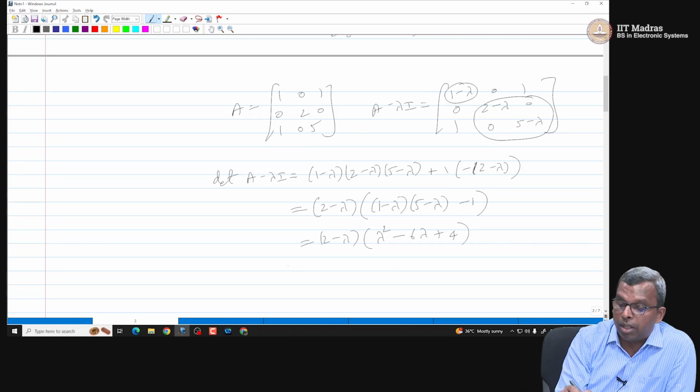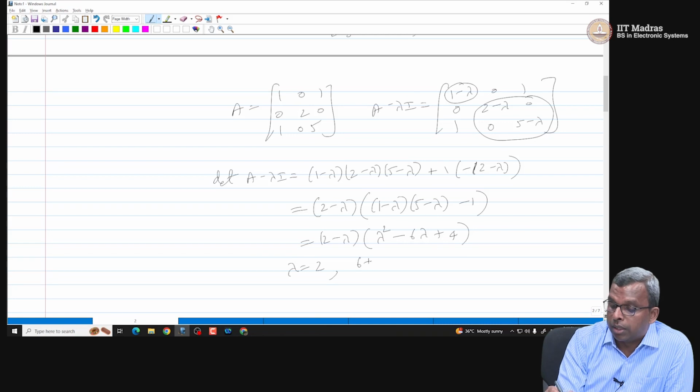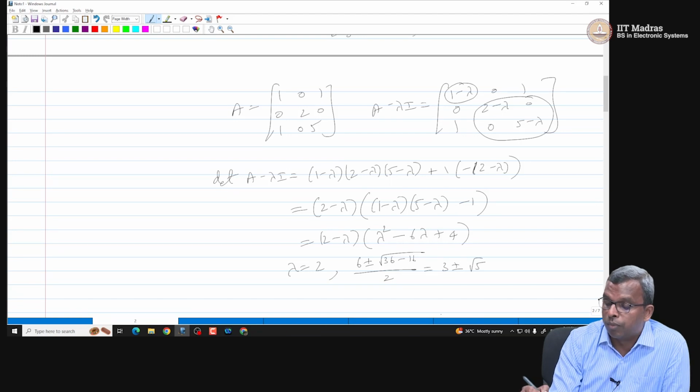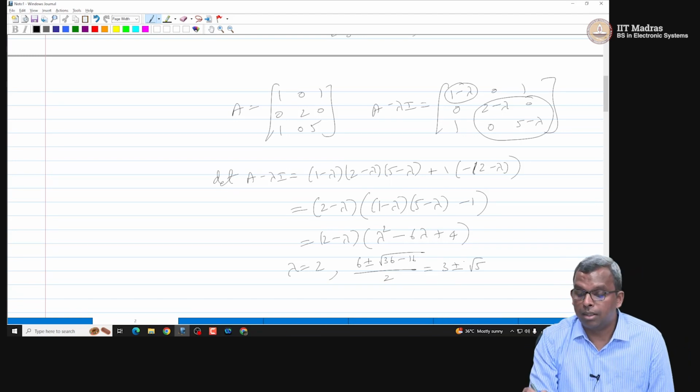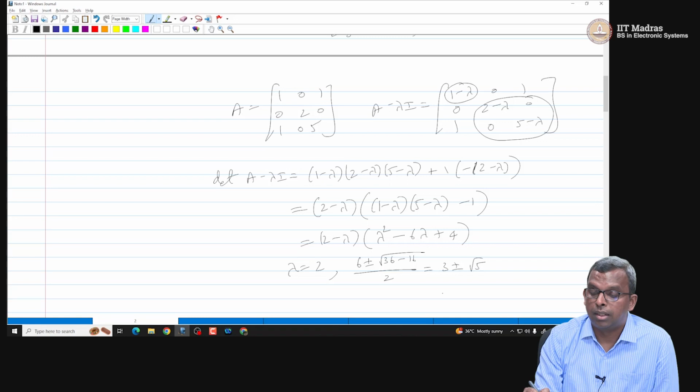Okay. So, what are the eigenvalues? Lambda equals 2 is one solution. Here you are going to do 6 plus or minus the square root of 36 minus 16, divided by 2, which will work out as 3 plus or minus root 5. So those are the eigenvalues that you get.